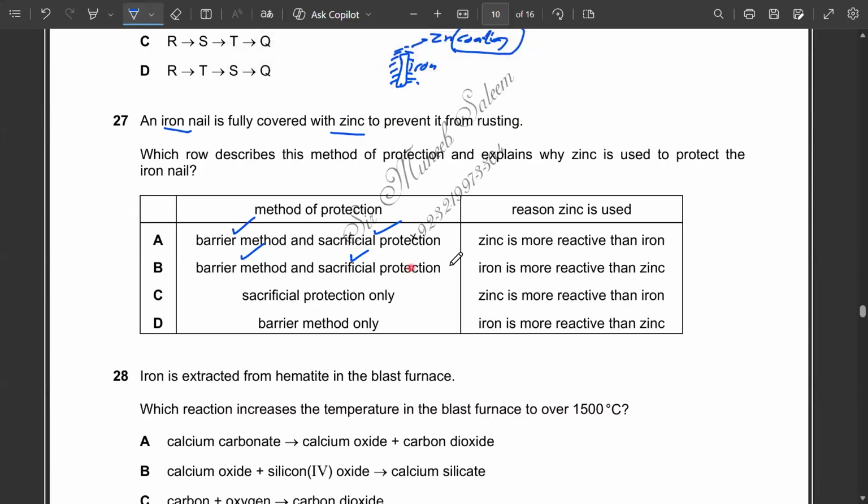Yes, barrier method, sacrificial protection, fine. And why are we using zinc? Because zinc is considerably more reactive. If zinc is more reactive, it will rust as compared to the iron. Zinc should be more reactive, only then it can protect the iron. If it is less reactive than iron, then definitely iron will be oxidized and not the zinc. So that's why we use zinc. So according to this, it is the correct option.